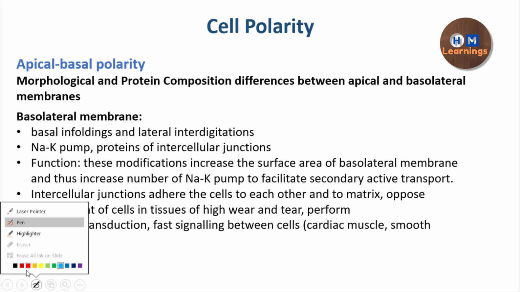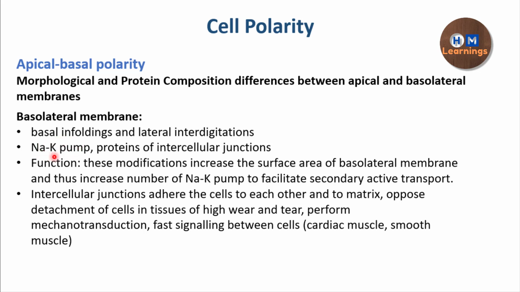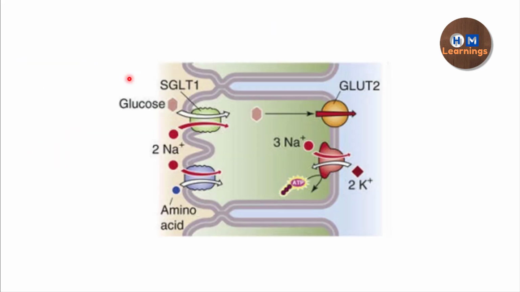The basolateral membrane has the basal infoldings and the lateral interdigitations. They are going to increase the surface area, and also there is the presence of the sodium potassium pump and proteins of intercellular junctions, which we have already seen. So we will talk about the sodium potassium pump in this diagram. Basically this is the lumen of the intestine, this is the intestinal cell, and this is the interstitial fluid, basically the opposite side of the cell. This is the apical membrane which is facing the lumen.